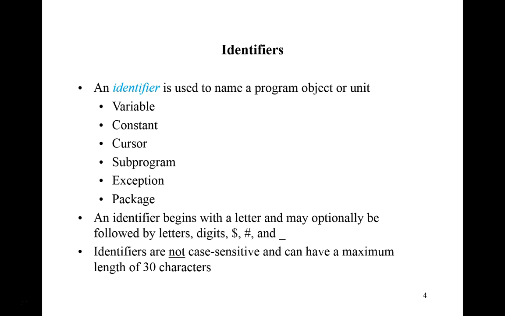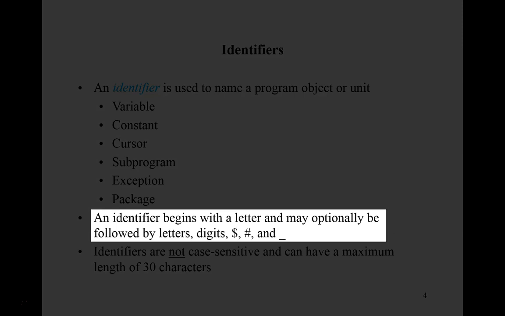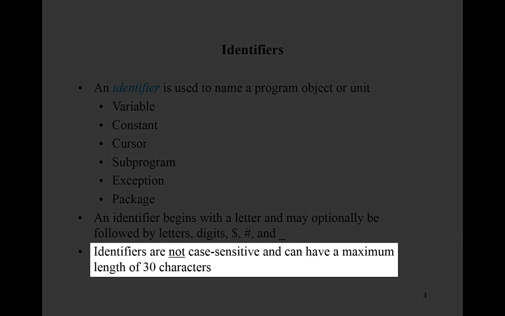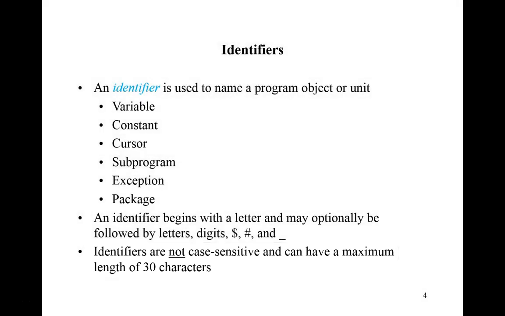The rules for coding an identifier indicate that an identifier begins with a letter, and may optionally be followed by additional letters, digits, and certain special characters, such as the $, the £, and the underscore. Identifiers in PL/SQL are not case sensitive, quite different from programming languages such as Java, where identifiers are case sensitive. So PL/SQL has case-insensitive identifiers. Now these identifiers can be a maximum of 30 characters in length.